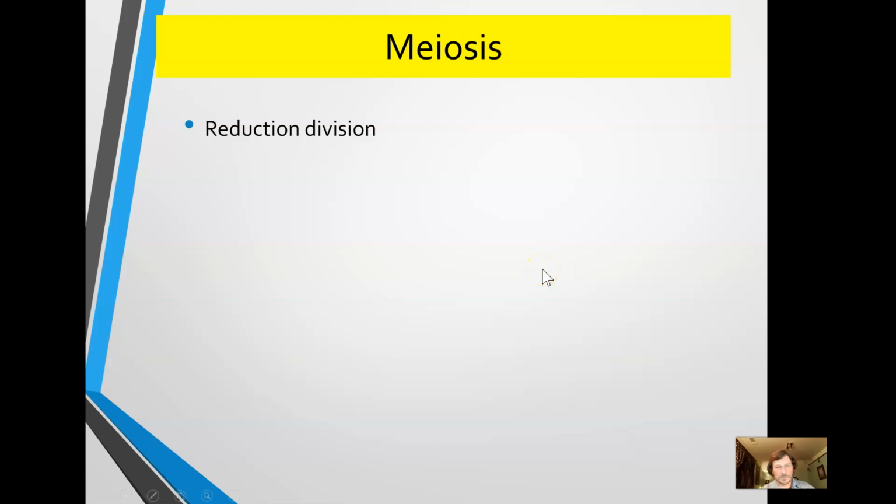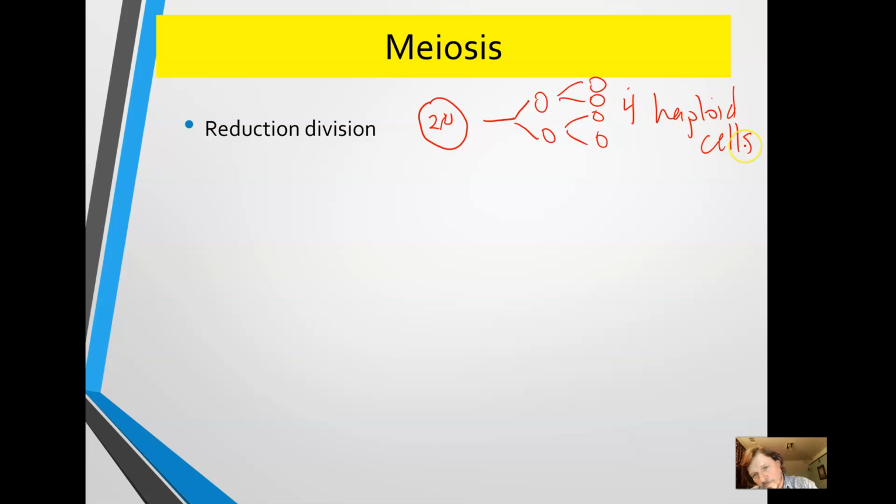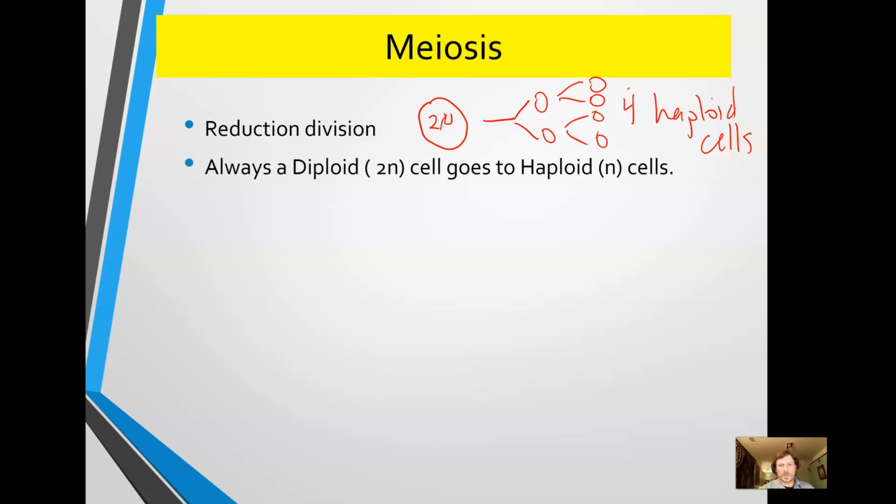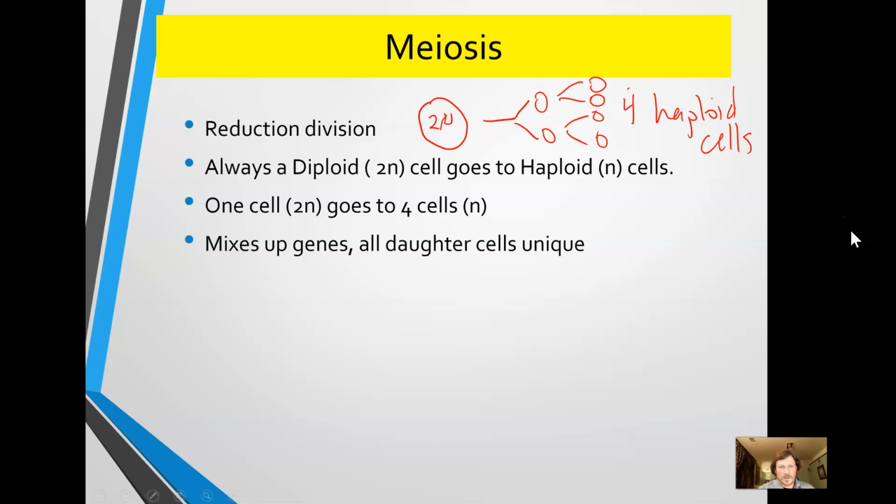Meiosis is a reduction division because we're always starting with a diploid cell, 2N, and it will go to 4 haploid cells. And so 1 cell goes to 4. In this process, obviously, if you're starting with 46 chromosomes in us, and your eggs have 23 chromosomes each, they're not passing all the chromosomes along. And there's a sorting mechanism to make sure you get a complete set.